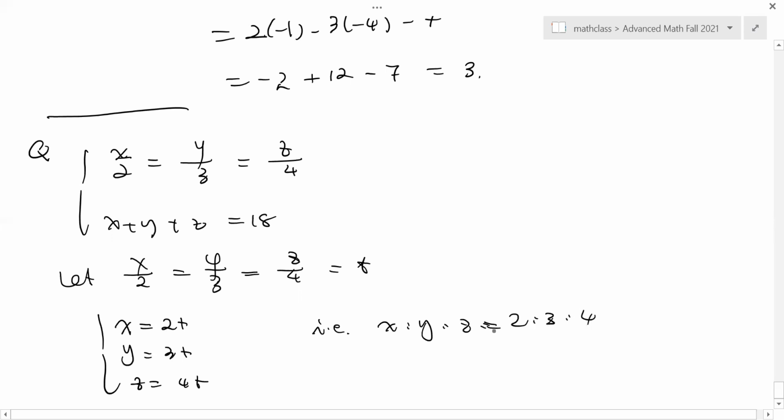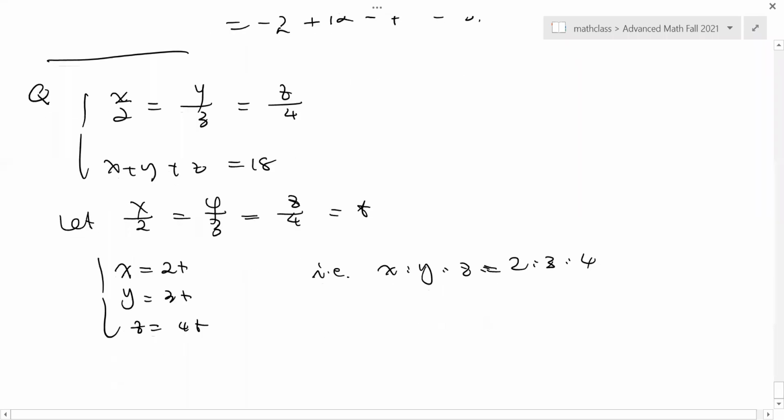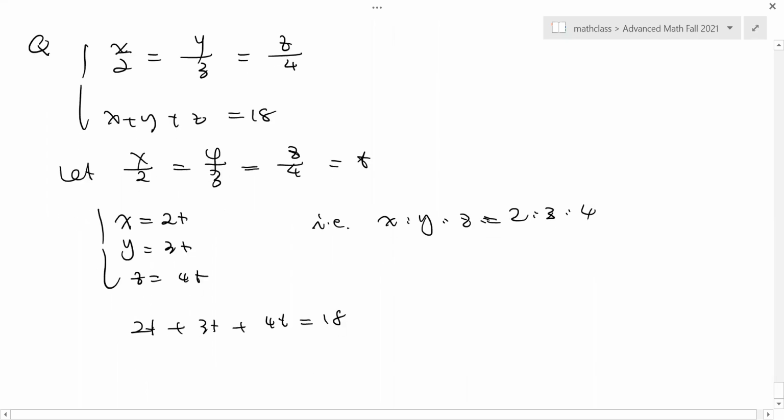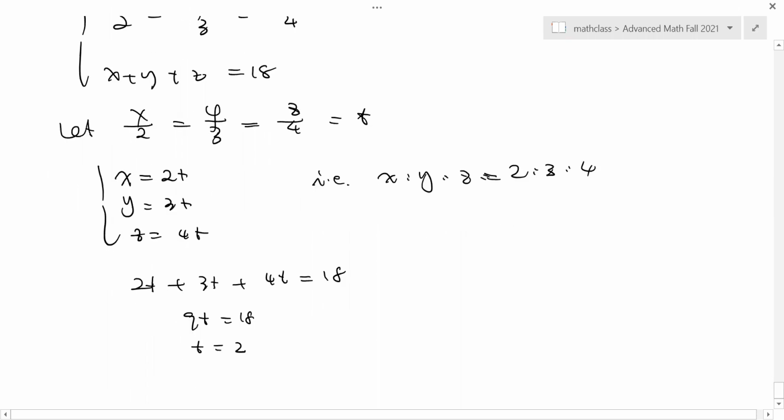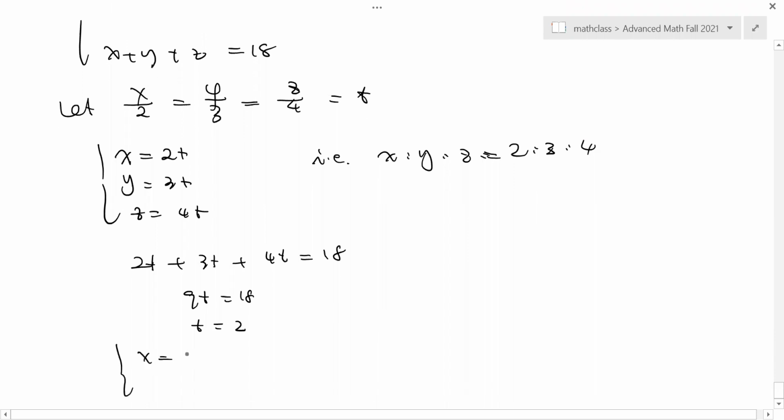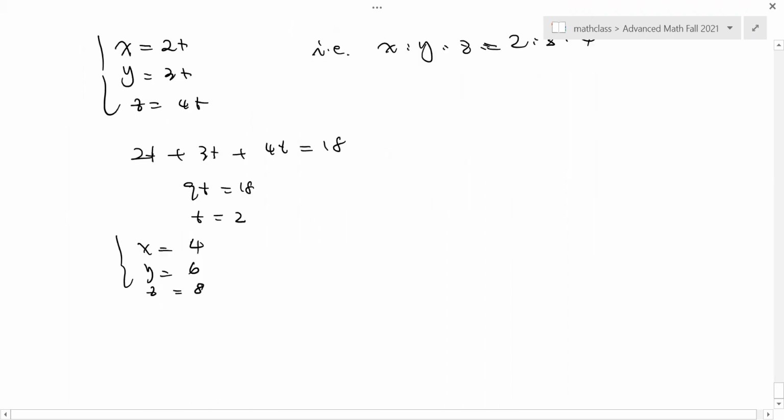And sometimes the equation can be written in this form. Then you use the second equation, 2t plus 3t plus 4t equals 18. And so 9t equals 18, t equals 2. If t equals 2, then you can quickly get x equals 2 times 2, 4, y equals 6, z equals 8. So 4, 6, 8. This is the quickest way to solve the problem.